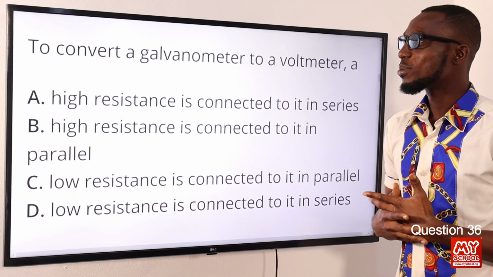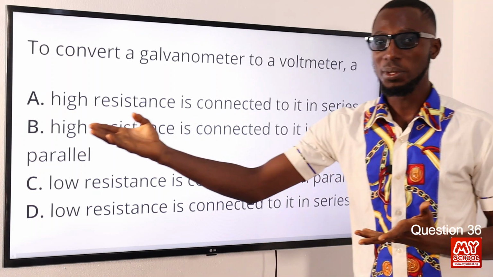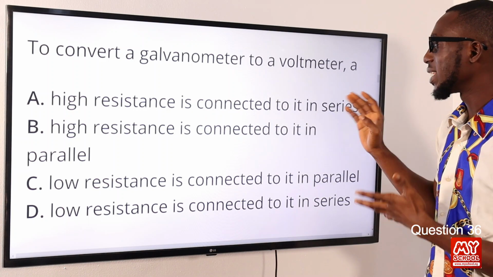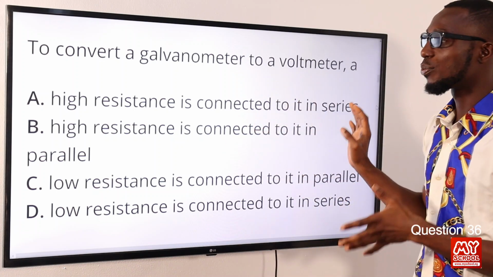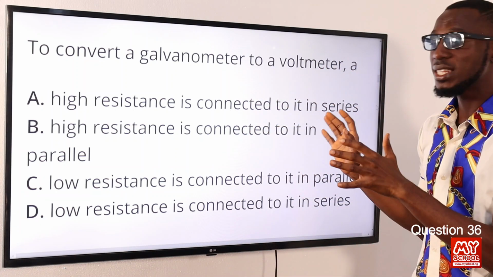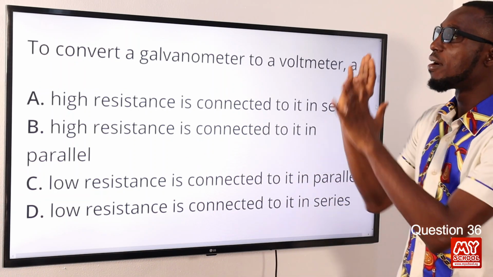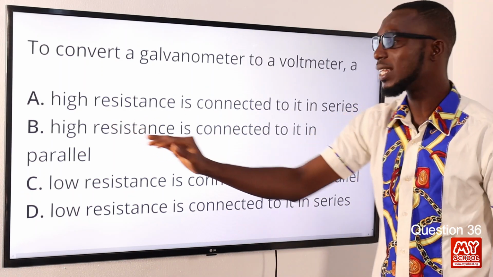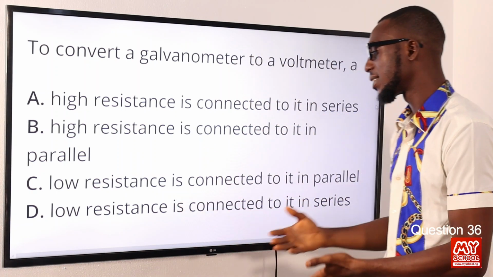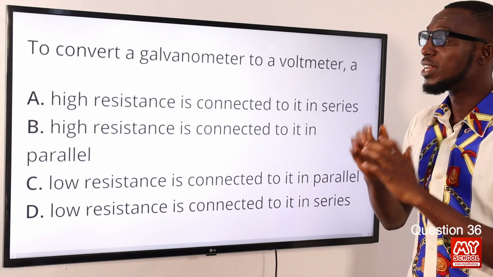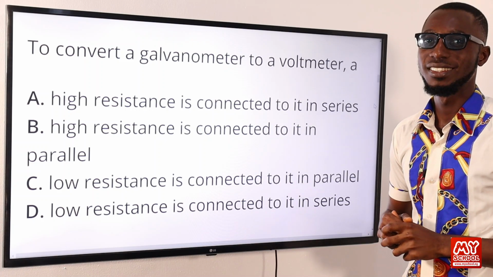Number 36. To convert a galvanometer to a voltmeter, what do we do? We make that connection: high resistance is connected to it in series. So you connect it to the voltmeter in series. While for galvanometer to ammeter, low resistance is connected to it in parallel. So for galvanometer to voltmeter, you're talking about high resistance in series. Then for galvanometer to ammeter, you're talking about low resistance in parallel. So the correct option here is option A. High resistance is connected to the galvanometer in series.